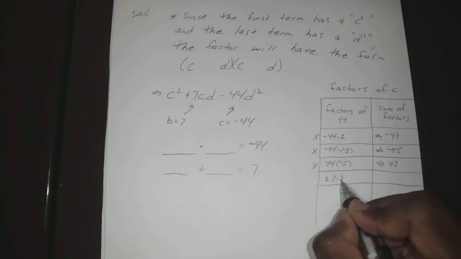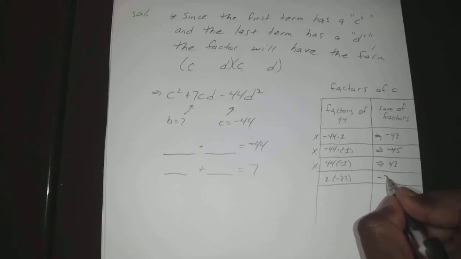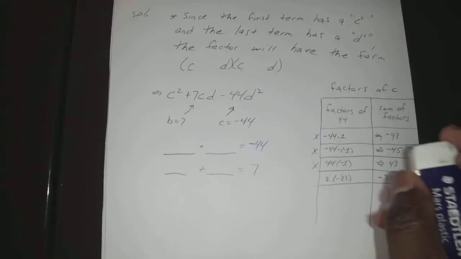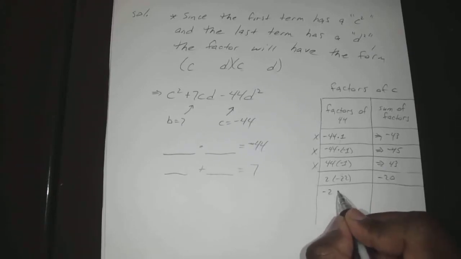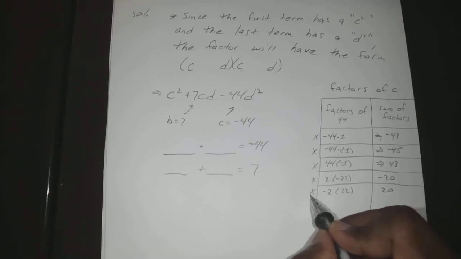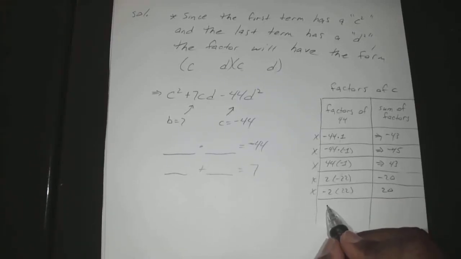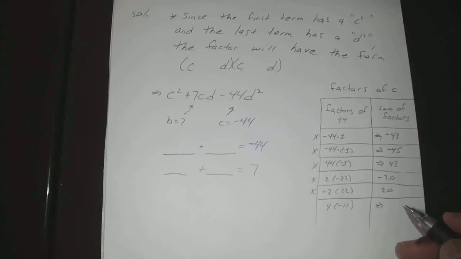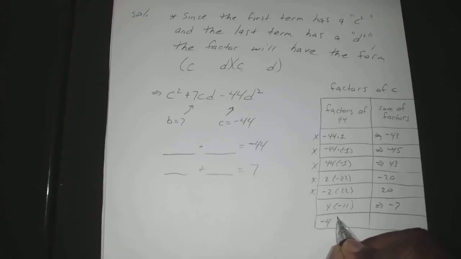So say 2 times negative 22. That would be negative 20. And negative 2 times 22. That would be positive 20. So neither one of those work. What if we try 4 times negative 11? Since 4 times 11 is 44. If we add them together, we will get negative 7. But if we do negative 4 and positive 11, if we add them together, we will actually get positive 7.